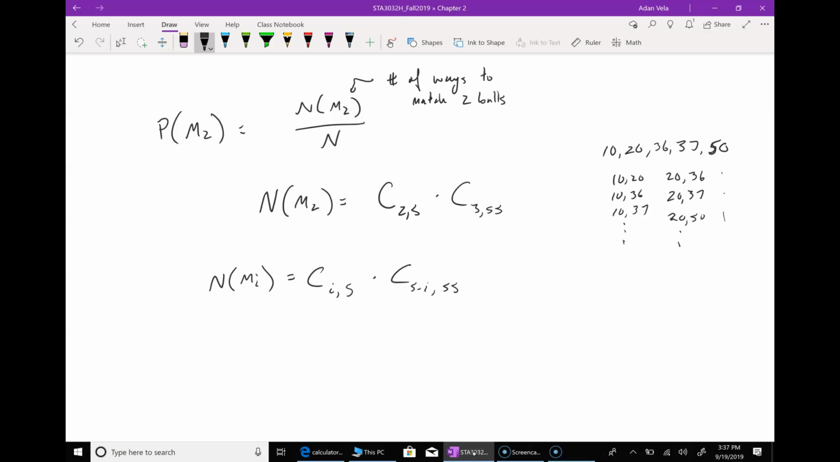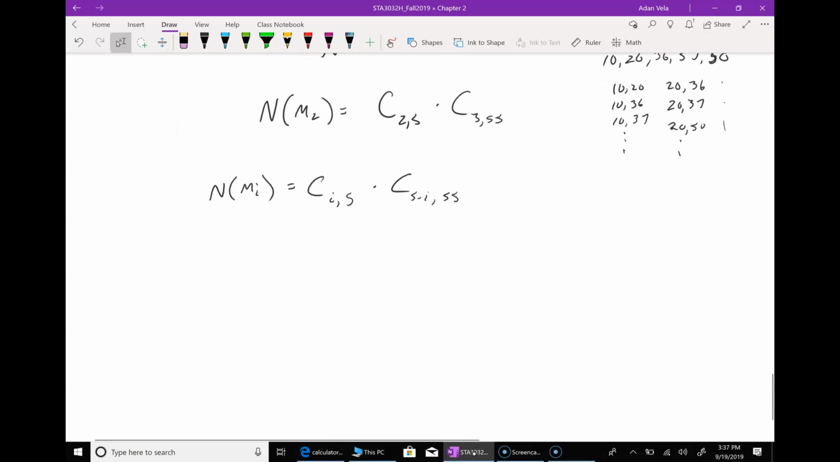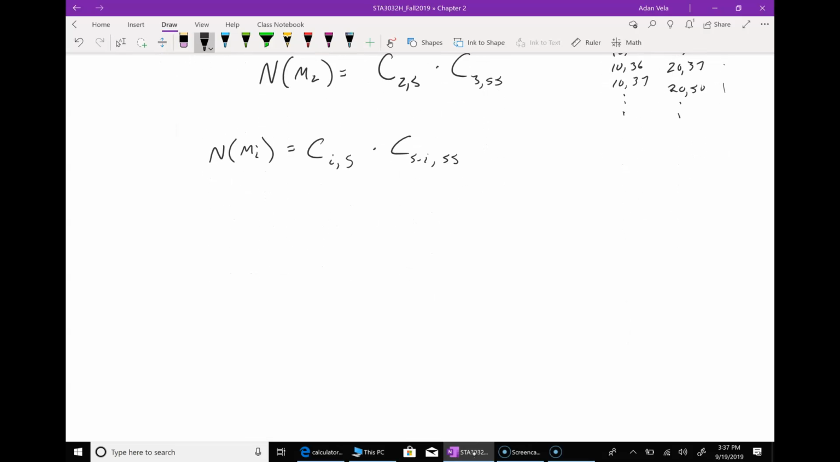So using this equation, we can start calculating all the probabilities. In the notes, you see I made a little table for the different options of matching 1, 2, 3, 4, or 5 balls. And so we have our different events.